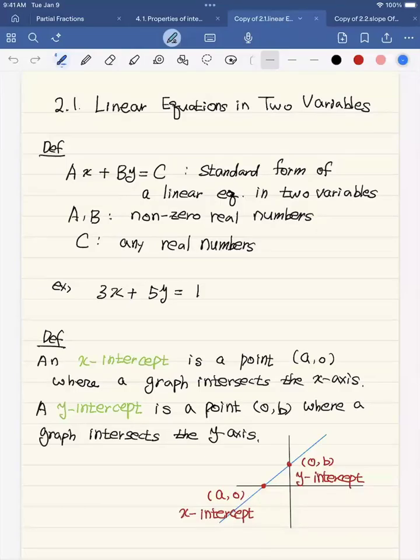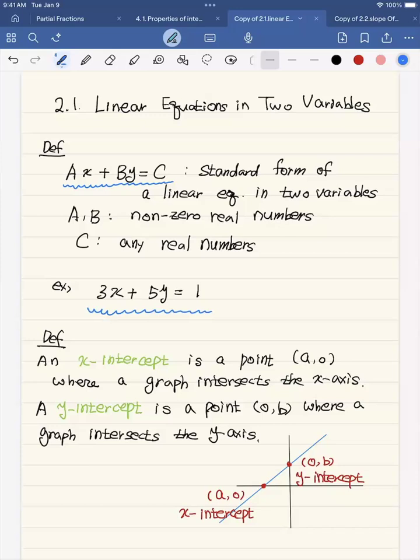In this section, we want to learn about linear equations in two variables. The standard form of a linear equation in two variables is written as ax plus by equals c, where a and b are non-zero real numbers and c is any real number. The example for that is 3x plus 5y equals 1.